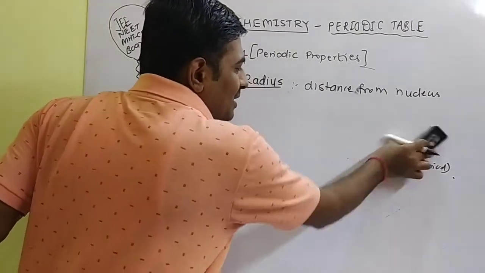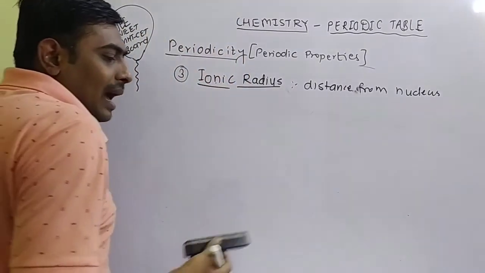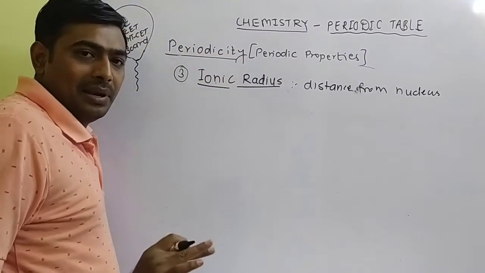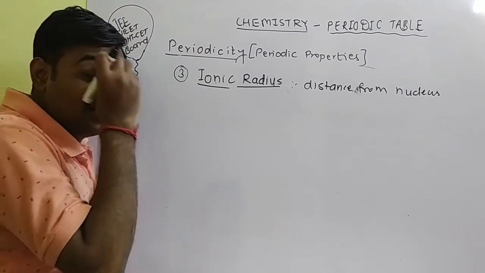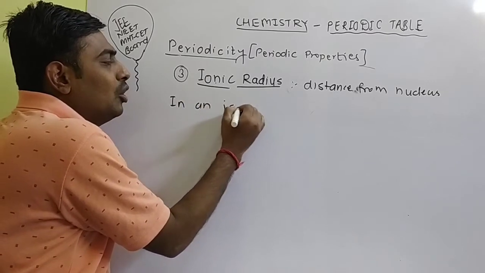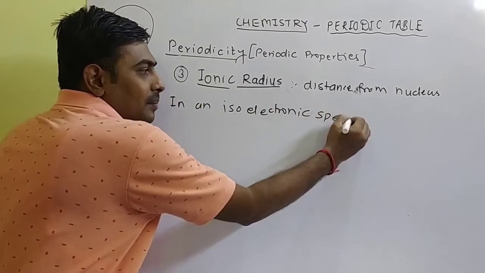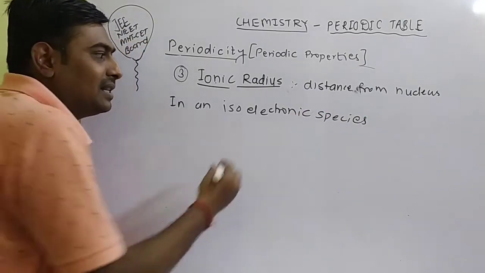One more concept is there. Sometimes in chemistry, different ions are given, and all the ions contain the same number of electrons. That is called isoelectronic species. Isoelectronic species means same number of electrons.